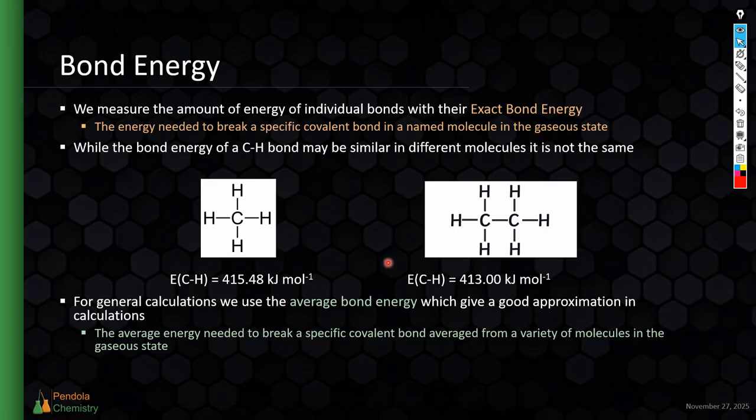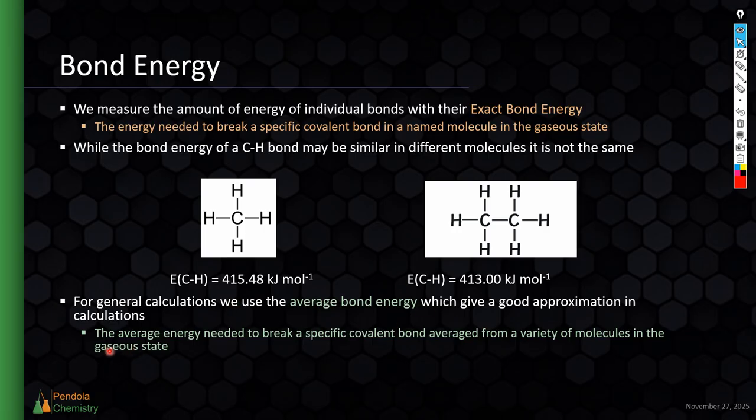So for general calculations, that doesn't make a lot of sense, because imagine how many molecules have a CH bond in them and how many small little differences we have. For general calculations, we use what is called the average bond energy, not the exact bond energy, which is an approximation. So we use the average bond energy when we want a very good approximation. It's not going to be perfect, but it makes it so that we don't have to look at the specific molecules all the time.